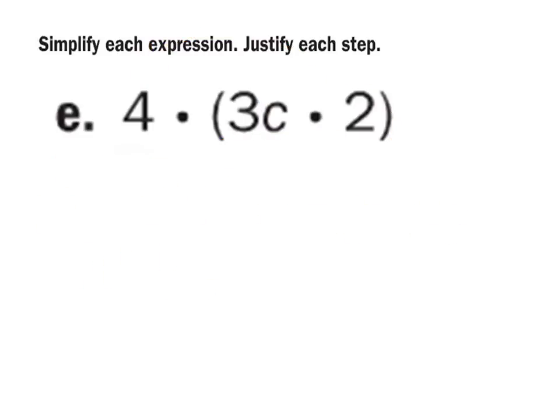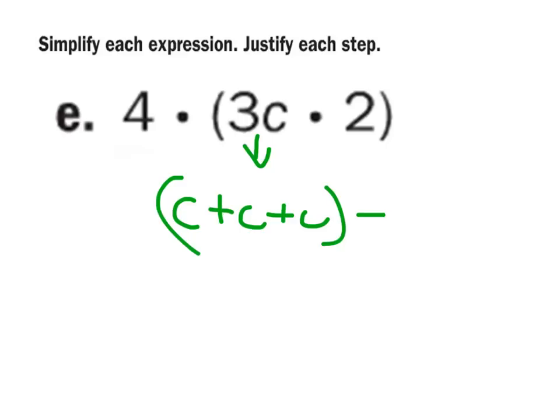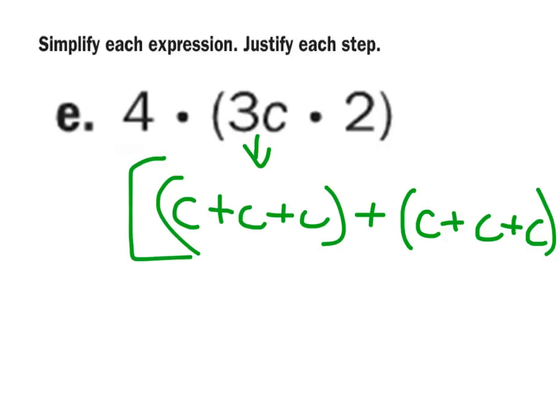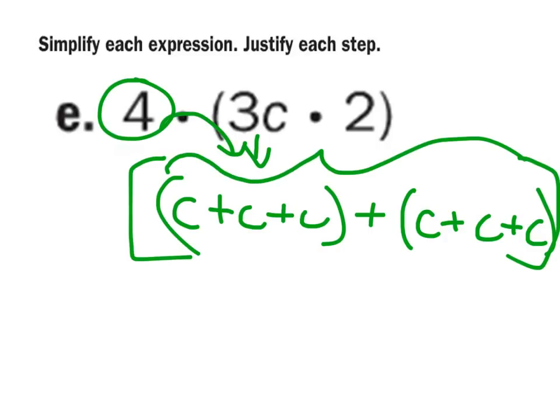Just real quick, notice for this, I have 3 C's, right? Well, multiplication is just simplified addition. So I'd have C plus C plus C. But if I have to multiply this by 2, it gives me 2 of these. Well, that would be 6 of the C's. The problem is it's telling me that I have 4 of all of this. So 4 times the 6 C's gives you 24 C's. That's why the commutative property works in this case.